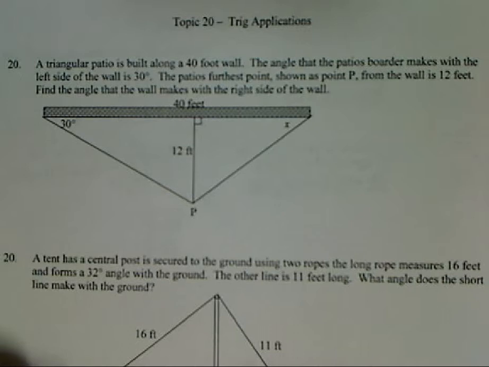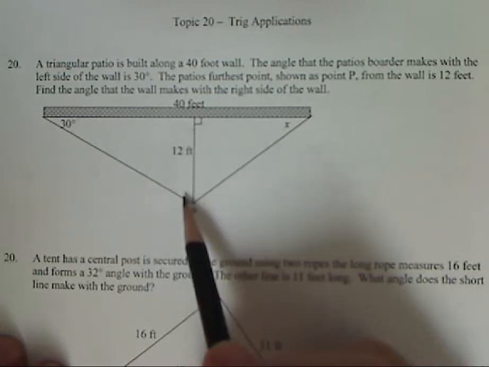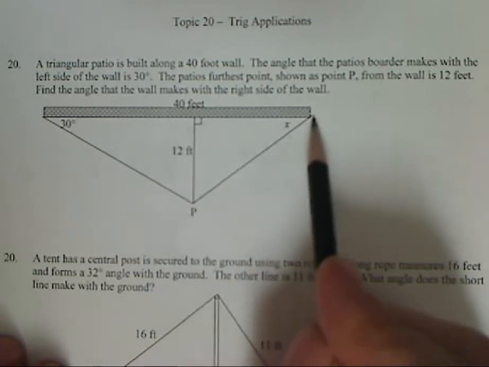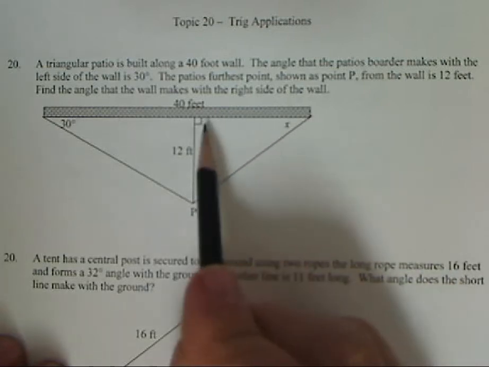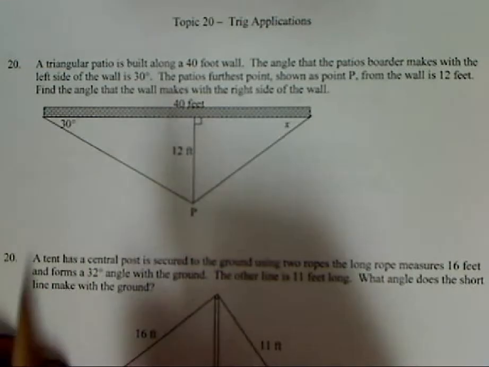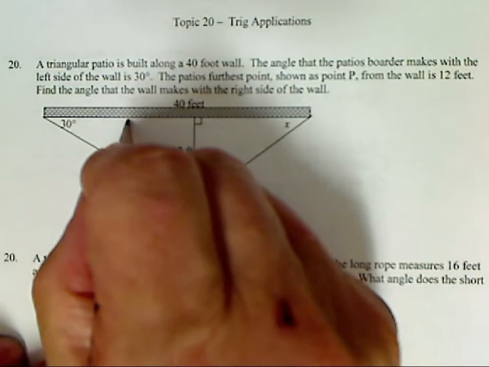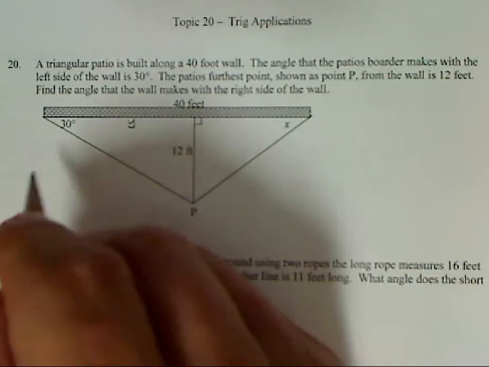And whether the situation is really doesn't matter as much as trying to figure out what we need. Well, to find out what x is, I need at least two sides of the triangle. Well, I know this is 12. I don't know what the hypotenuse of that triangle is, and I don't know what this side is. But I can use this triangle over here. So I'm going to call this piece right here y.